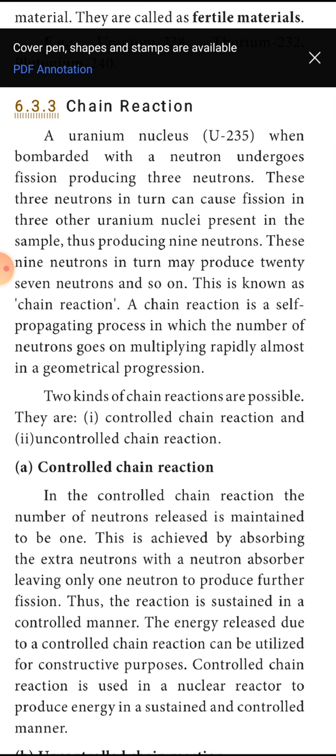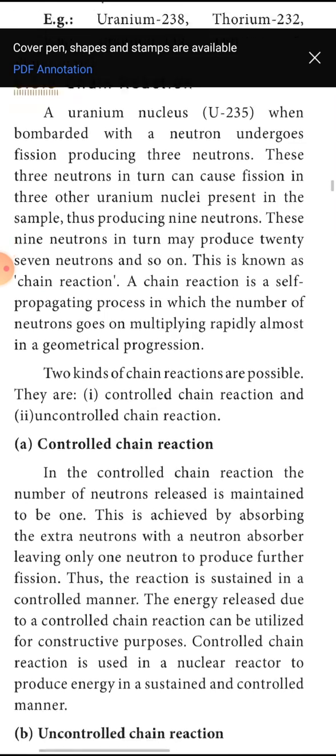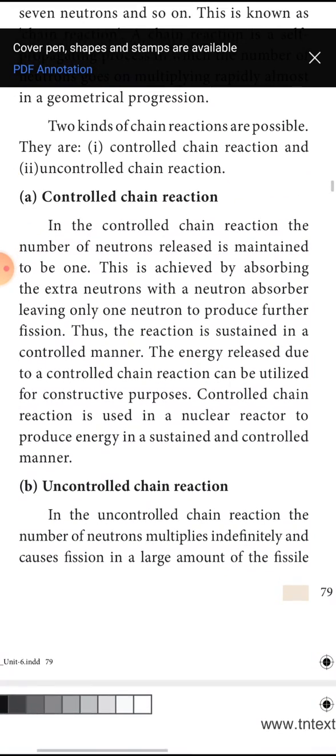Here you can mark the definition for chain reaction. A chain reaction is a self-propagating process in which the number of neutrons goes on multiplying rapidly, almost in a geometrical progression. Once again I am saying the definition. A chain reaction is a self-propagating process in which the number of neutrons goes on multiplying rapidly, almost in a geometrical progression. Two kinds of chain reaction: one is controlled chain reaction, another one is uncontrolled chain reaction.